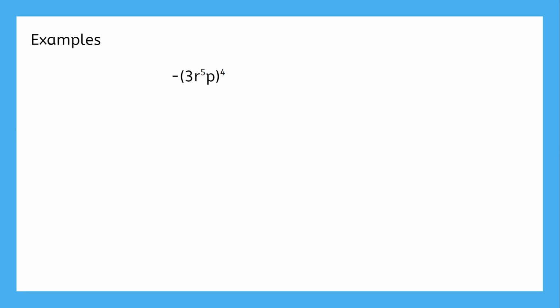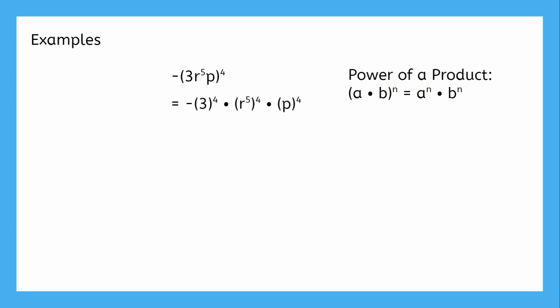Here's our last example. This time the negative is on the outside, so let's see how that changes things. First, use power of a product to spread the outer exponent across the inner multiplication. Because the negative was outside the parentheses, it stays outside. Now let's evaluate negative 3 to the 4th power. We said in the last example that the negative inside the parentheses is affected by the exponent. But is that also the case here?